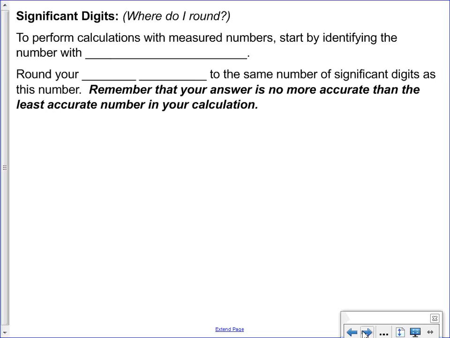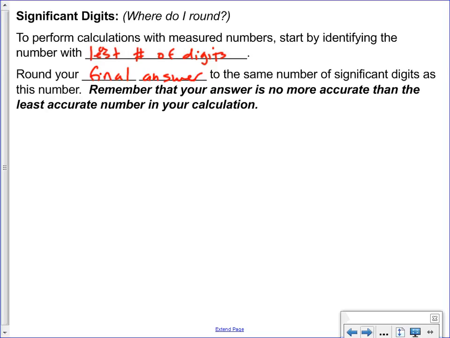So for your calculations, identify the number with the least number of digits. Then, after you're done with calculations, you round your final answer to that same number of sig figs.